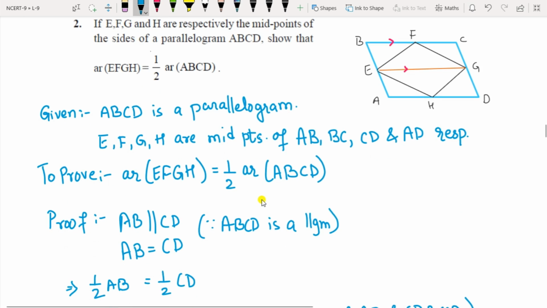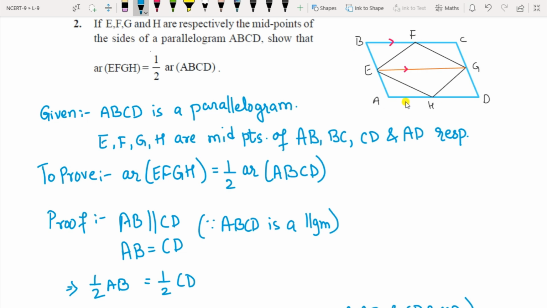Second question is, E, F, G, H are the midpoints respectively of the sides of parallelogram ABCD. Show that EFGH is half of ABCD. So here ABCD is a parallelogram, it is given, and E, F, G, H are the midpoints of AB, BC, CD and AD respectively. Now from question second, all the questions are of the type prove the following. So you have to write given, to prove and proof. So to prove here is that the area of EFGH is half the area of ABCD.